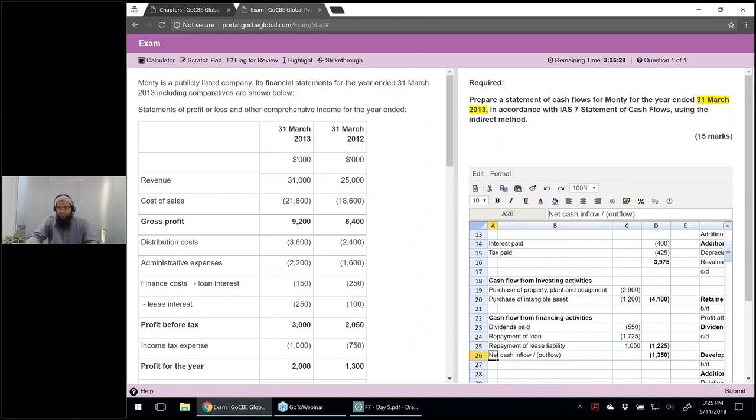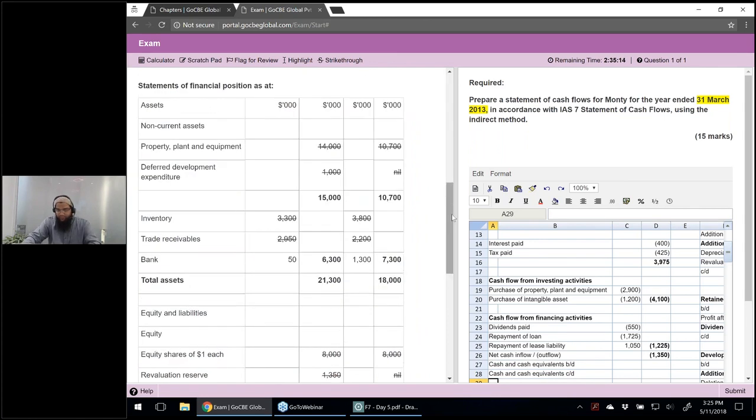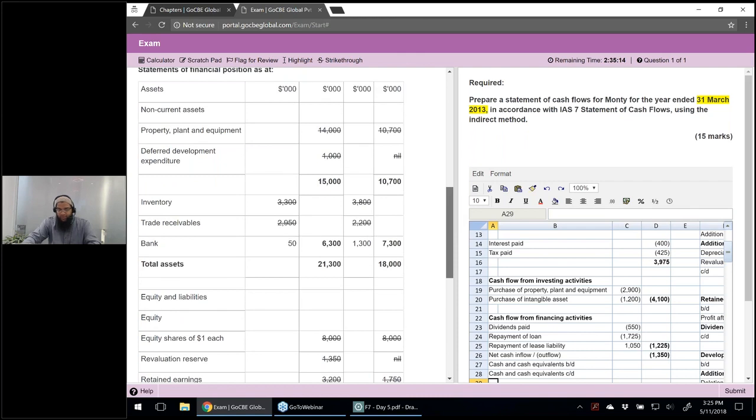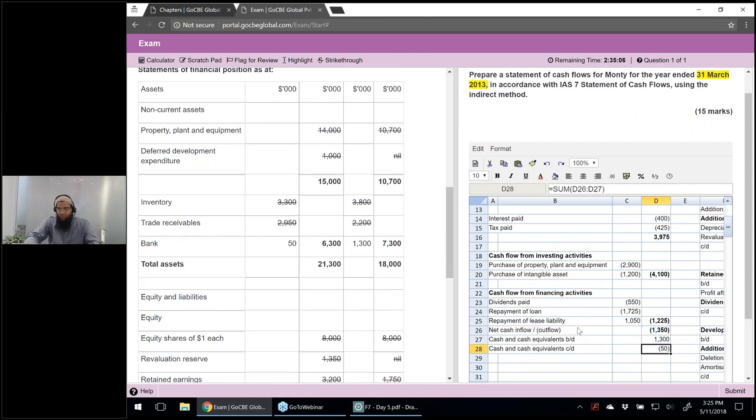And then we will be adding cash and cash equivalents brought down to it, which will give us cash and cash equivalents carried down. So let's go and check. Cash and cash equivalents brought down is 1300. So the total should have been negative 50, but it is positive 50. This means that there is some difference of the amount of 100. So let's check.